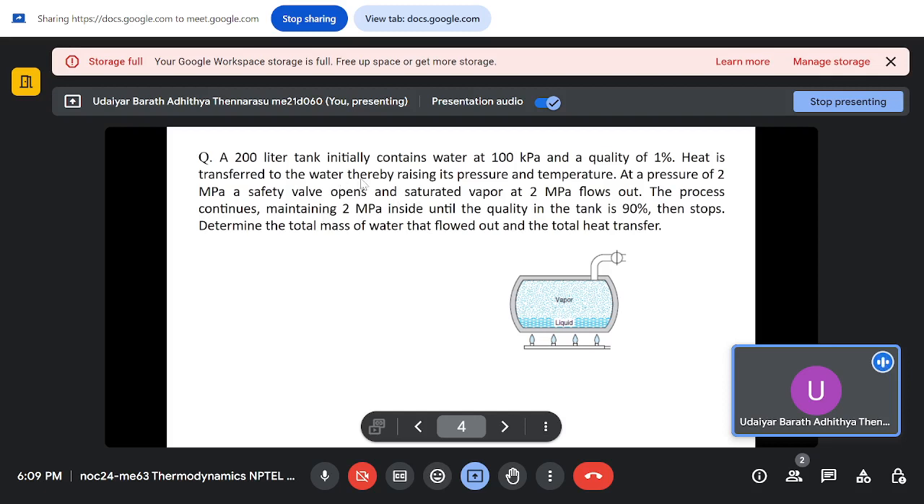Heat is transferred to the water, thereby raising its pressure and temperature. At a pressure of 2 megapascal, the safety valve opens and a saturated vapor of 2 megapascal flows out. So initially this tank, which is at 100 kilopascal, is heated such that your pressure increases to 2 megapascal, after which the safety valve will open and saturated vapor will exit.